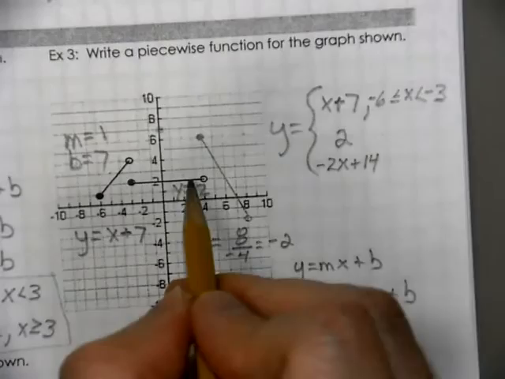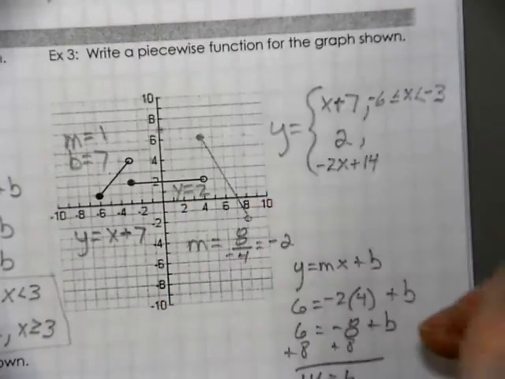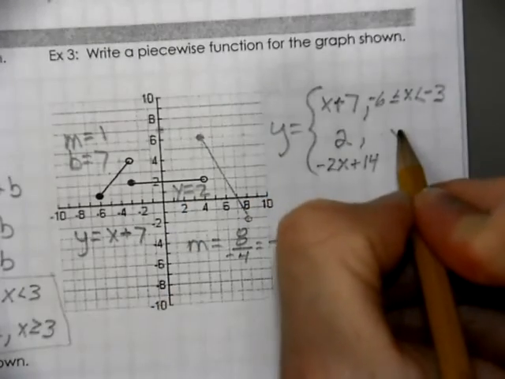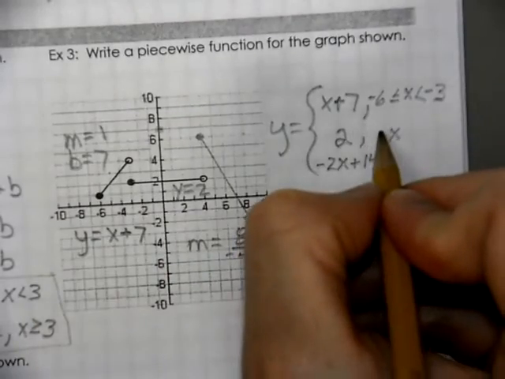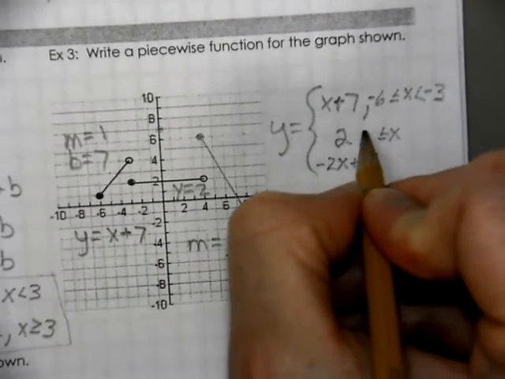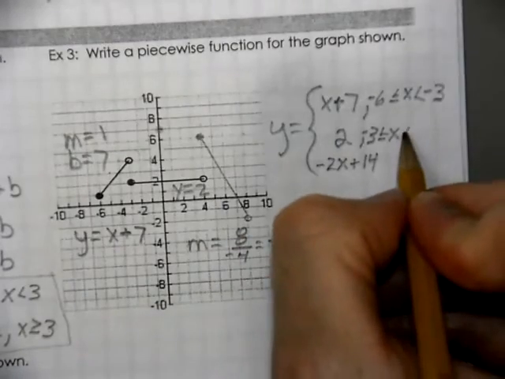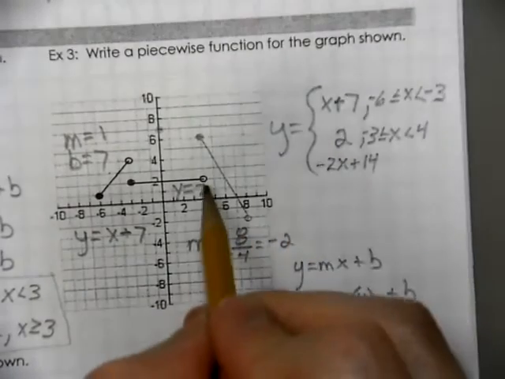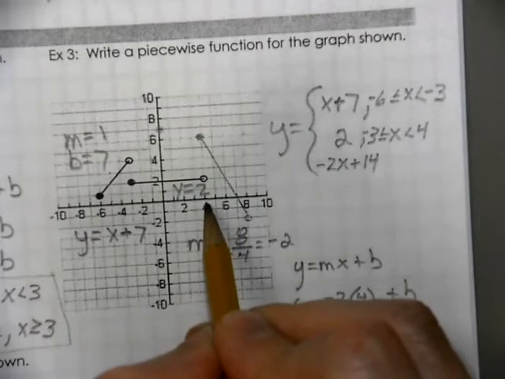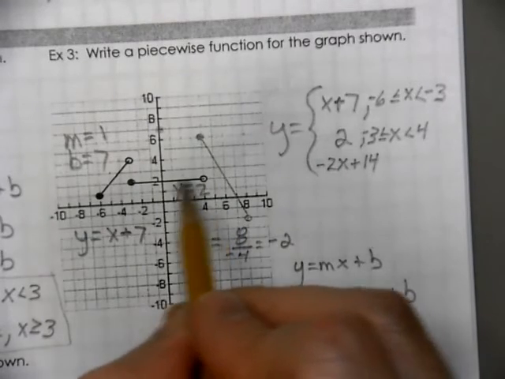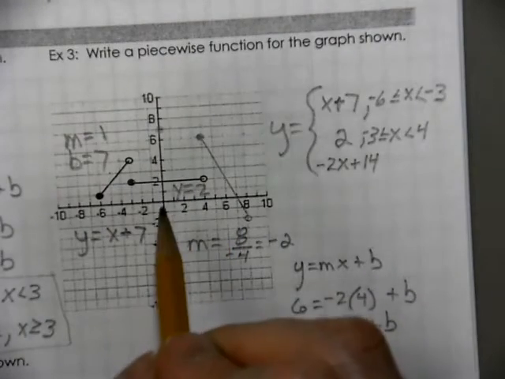The equation of 2, its domain is going to be for all the x values that are greater than or equal to negative 3 all the way until you get less than 4. The open circle happens at 4. It's open, so it's less than. It doesn't include it.